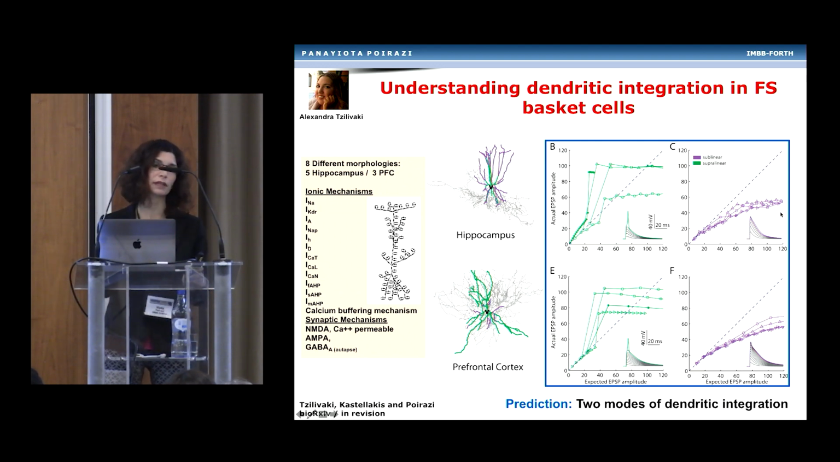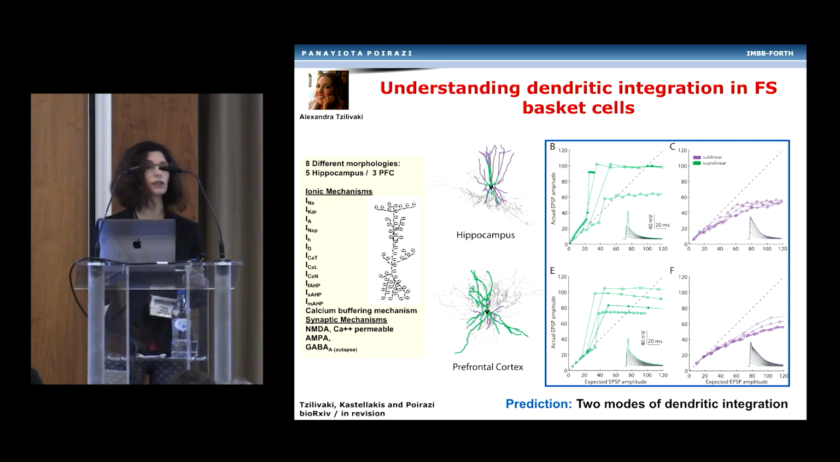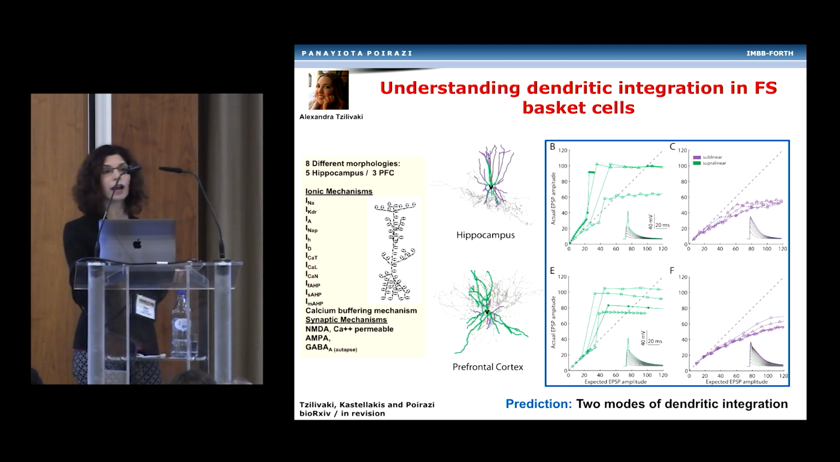So the model predicts that we can have both types of nonlinearities with respect to voltage, at least, in the same morphology, and this was true for all of the 8 morphologies we tested. And she also went one step ahead to figure out what it is that underlies these nonlinearities.